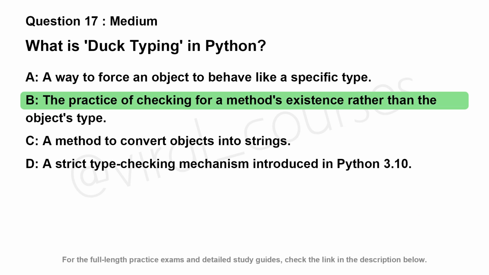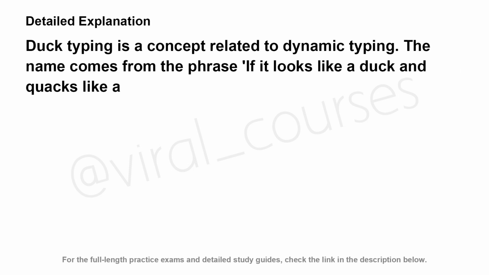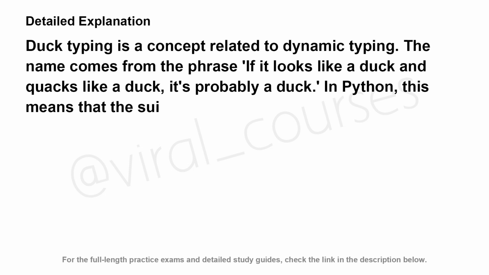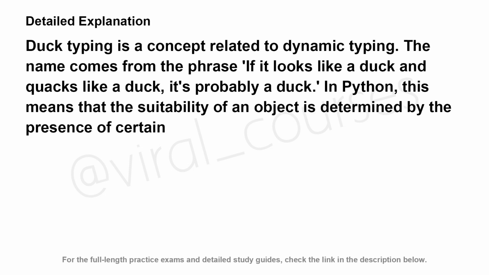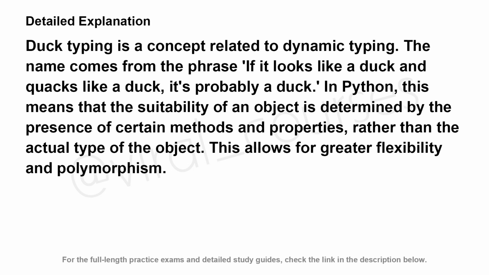The correct answer is B. Duck typing is a concept related to dynamic typing. The name comes from the phrase, if it looks like a duck and quacks like a duck, it's probably a duck. In Python, this means that the suitability of an object is determined by the presence of certain methods and properties, rather than the actual type of the object. This allows for greater flexibility and polymorphism.